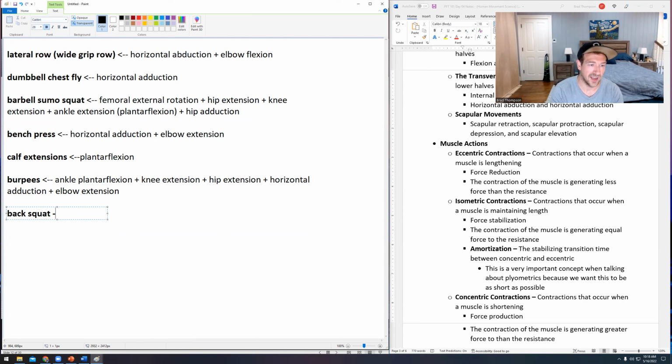So we'll see if it's the same thing. So again, plantar flexion, knee extension, hip extension.